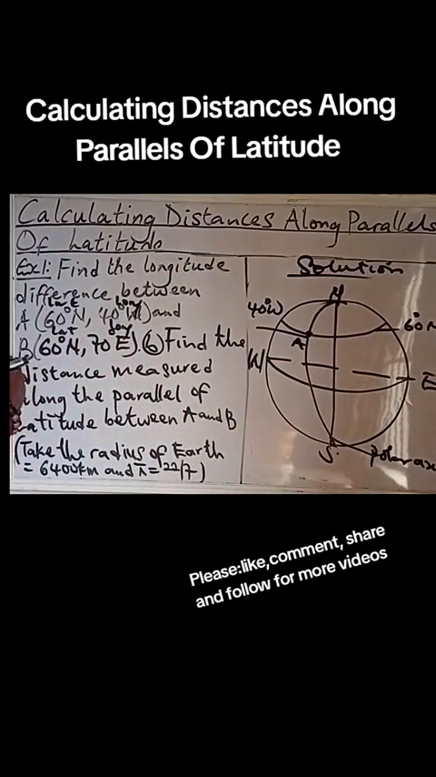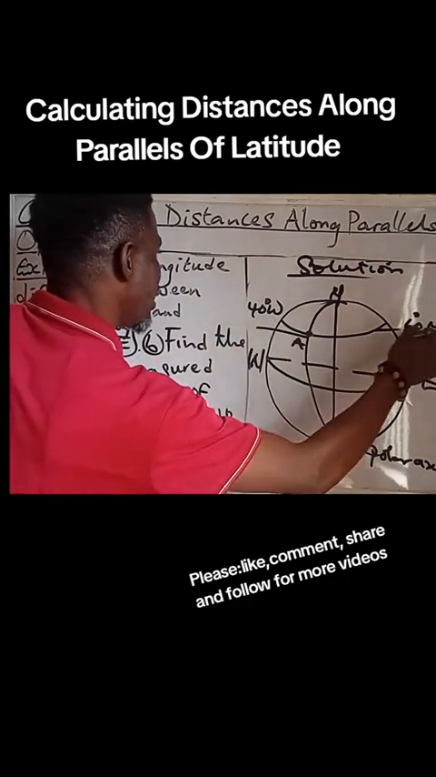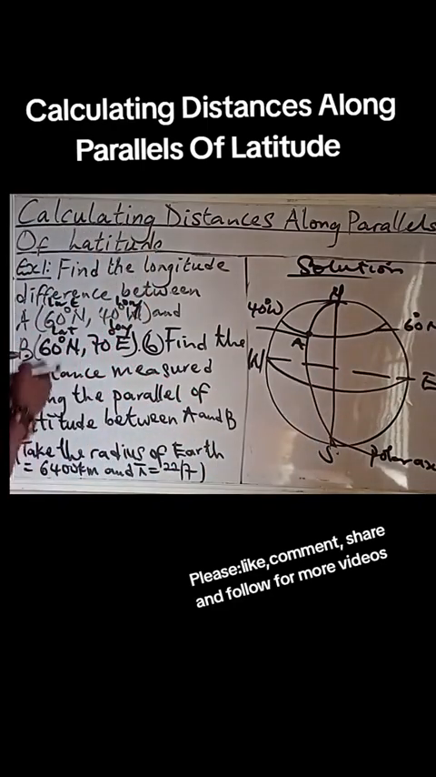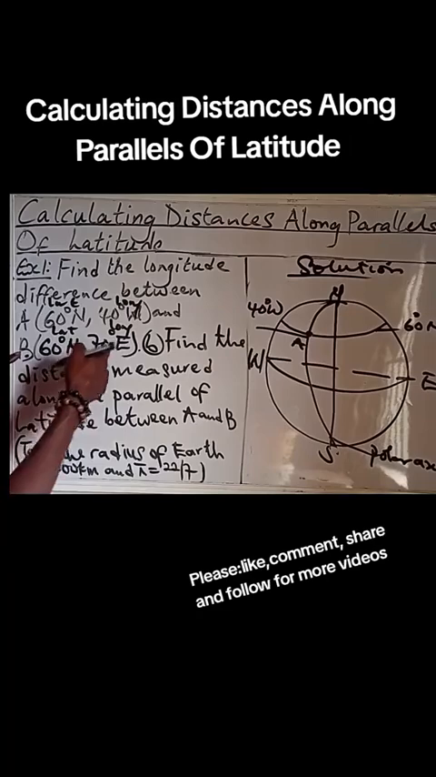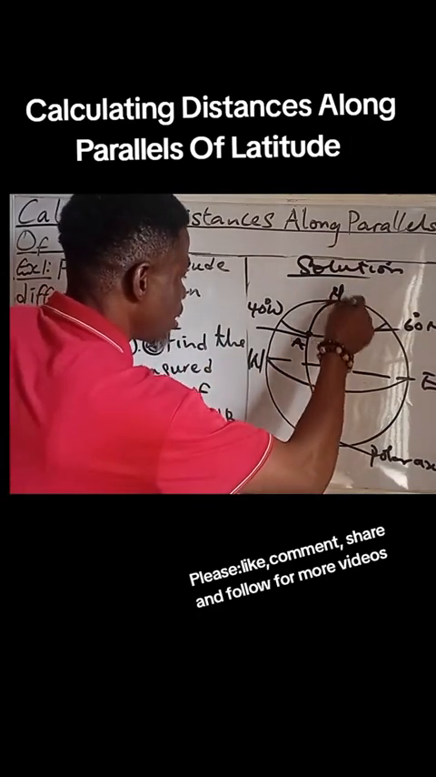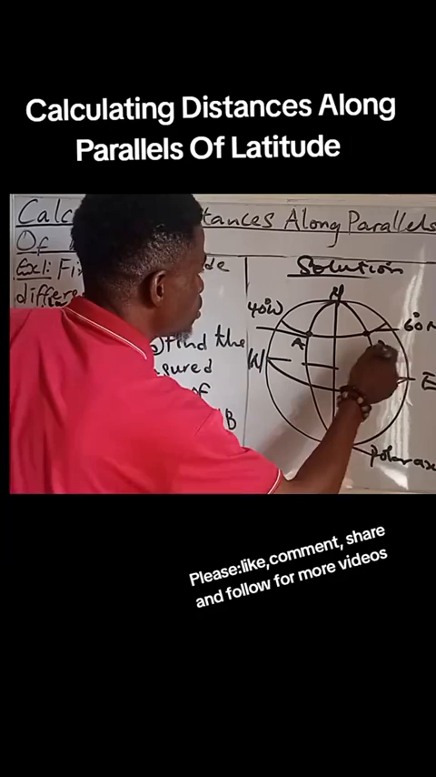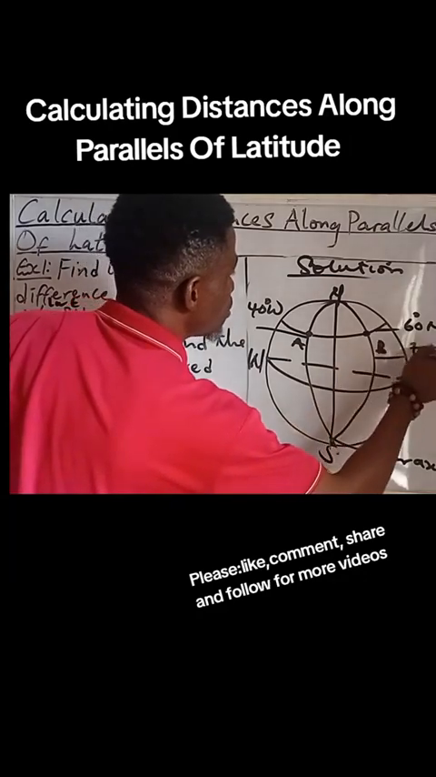Good. Then let's go to point B. Latitude was 60 degrees, so they still maintain the same 60 degrees. You are not going to draw another latitude. Then 70 degrees what? East. So you come to this side, the eastern side, and draw your 70. This is the point of intersection, B. So this one is 70 degrees east.